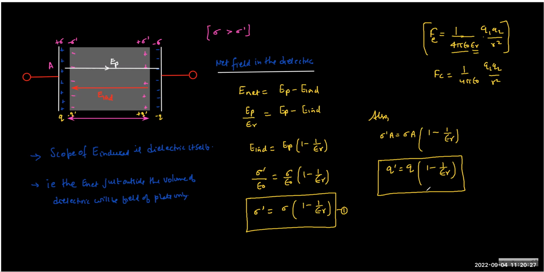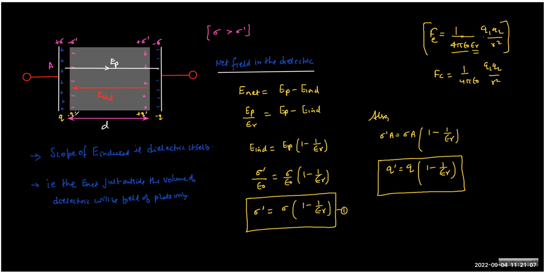Now I'll introduce you to something called the dipole moment of a medium. What is the dipole moment of a dielectric? Let's call it small p. So small p is how much? Can we write sigma dash into A into the separation d?